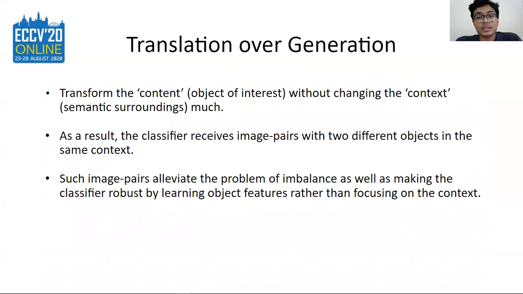Now, CycleGAN translates images as opposed to generating them from random noise. The conversion of images involves the transformation of the content or the objects of interest present in the image while keeping the context or the semantic surroundings unchanged. This helps the classifier to focus and learn the features from the content instead of overfitting to the context, which is essential in mitigating imbalance and making the classifier robust.